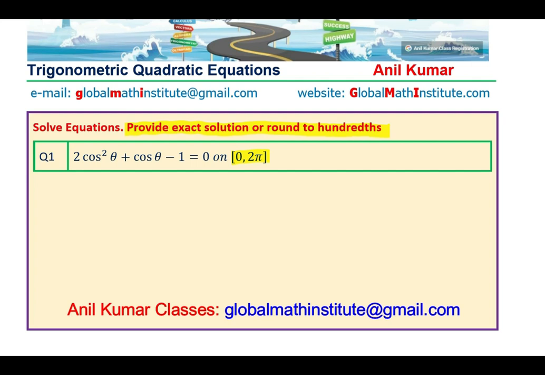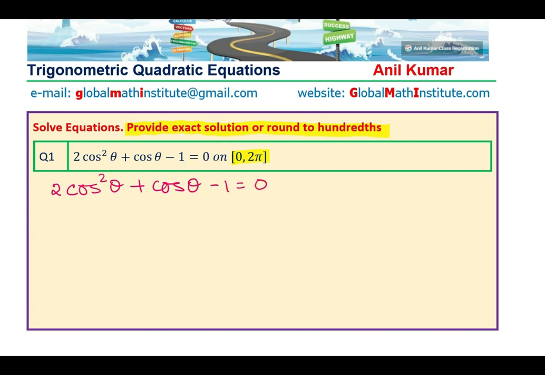So it's like a quadratic equation, right? So we have 2 cos square theta plus cos theta minus 1 equals 0. We can factor it, product of minus 2, sum of 1. So let's factor. We get 2 cos square theta plus 2 cos theta minus cos theta minus 1 equals 0.